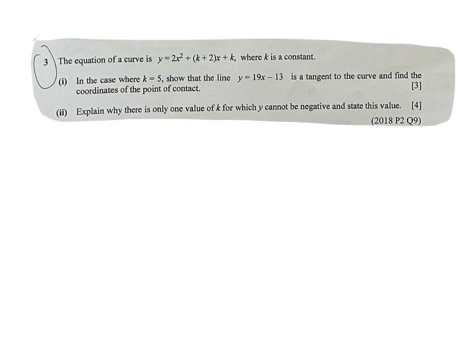I have an equation of a curve. And then they say in the case where k is 5. So sub in 5 first. Follow the instruction. They say sub in 5, you sub in 5. So this is your quadratic. And then they say show that this line is a tangent to this curve.